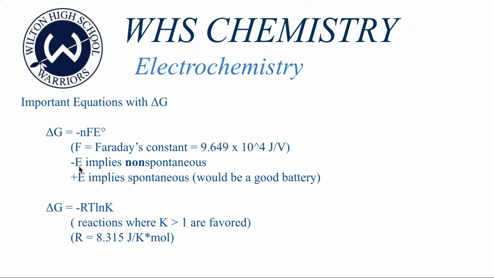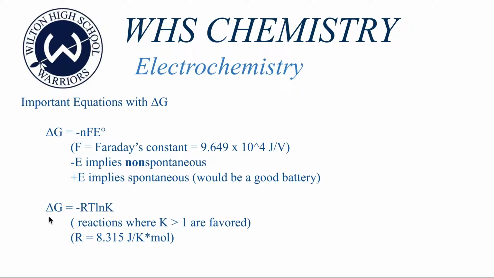And a negative E naught implies non-spontaneous, because if E is negative, then when you multiply the negative by the negative, you're going to get a positive delta G, which is non-spontaneous. And a positive E naught implies that it is spontaneous, so it's really easy to reduce. It would be a good battery, because delta G would be negative and therefore spontaneous, and that's what's favored.